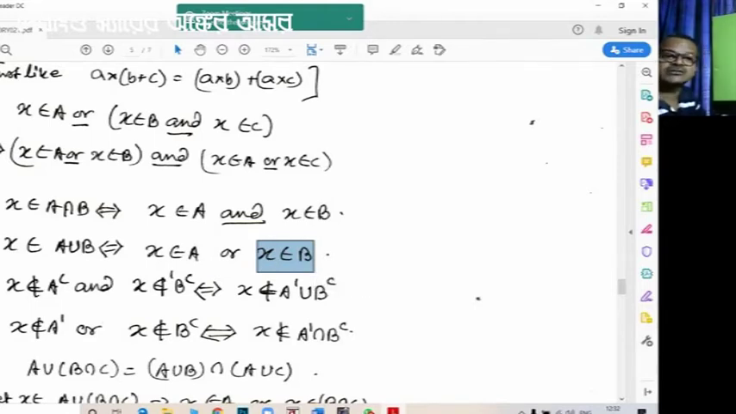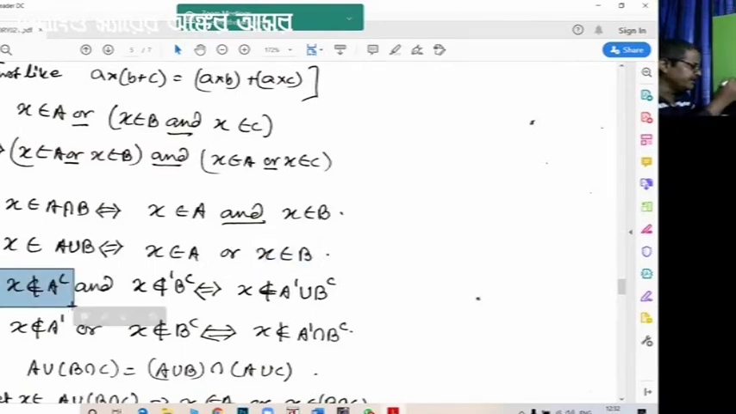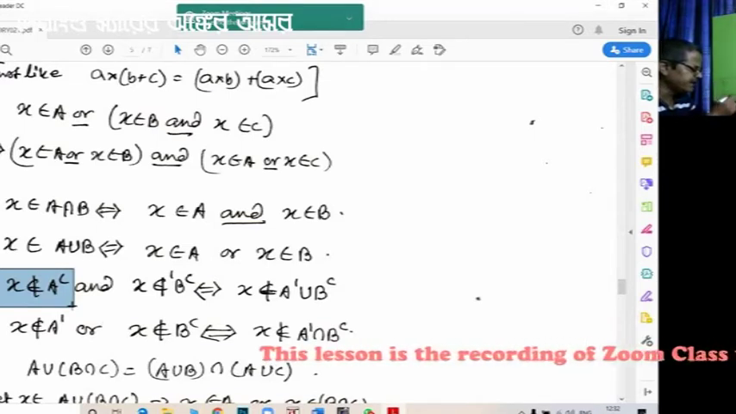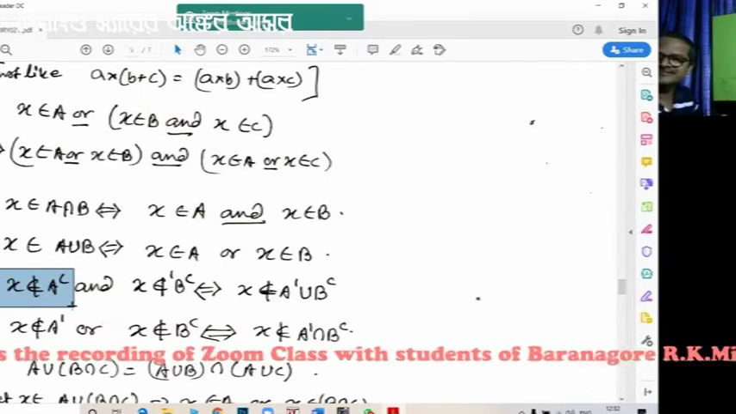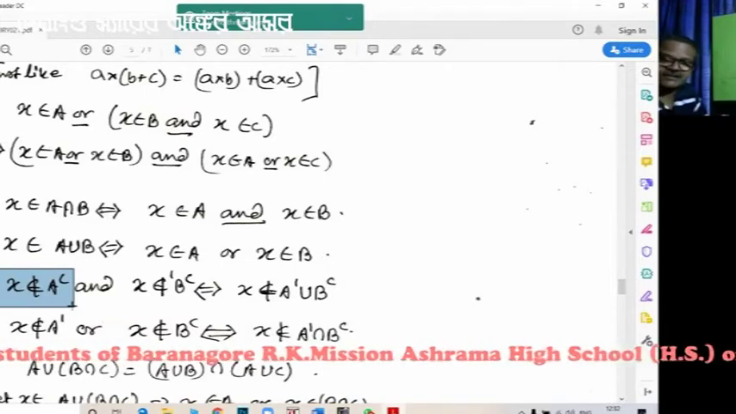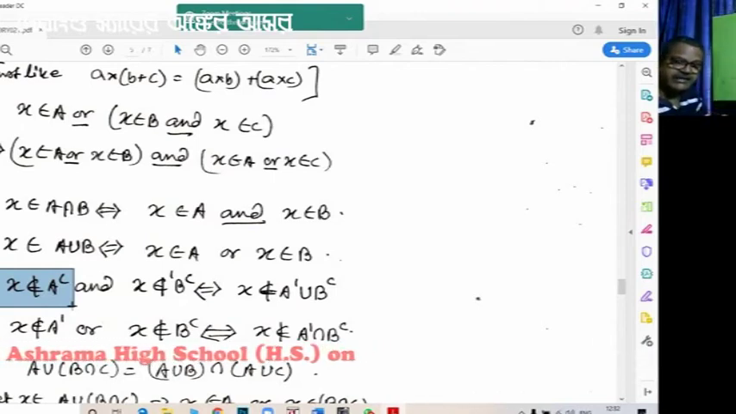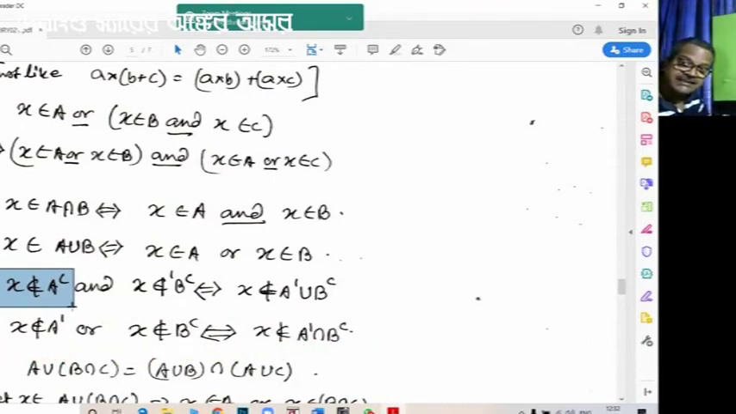Now see, X does not belong to A complement. If we go through the diagram, this is A. X does not belong to A complement, so X is not outside A. X lies inside. You are not outside your house, that means you are inside your house. And X does not belong to C.